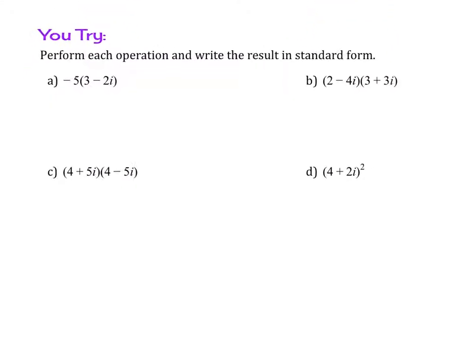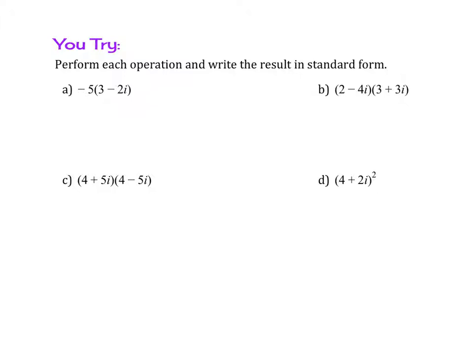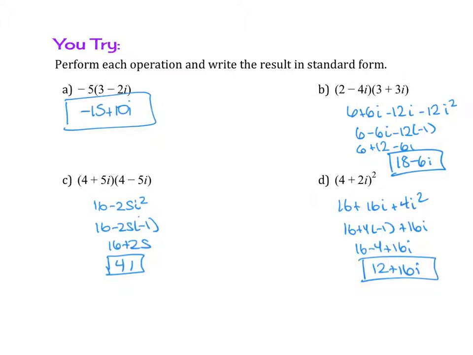So go and try these next examples down here, and pause the video. When you return, I'll have the answers for you. If you tried these examples, you would have gotten negative 15 plus 10i, 18 minus 6i, 41, and 12 plus 6i.